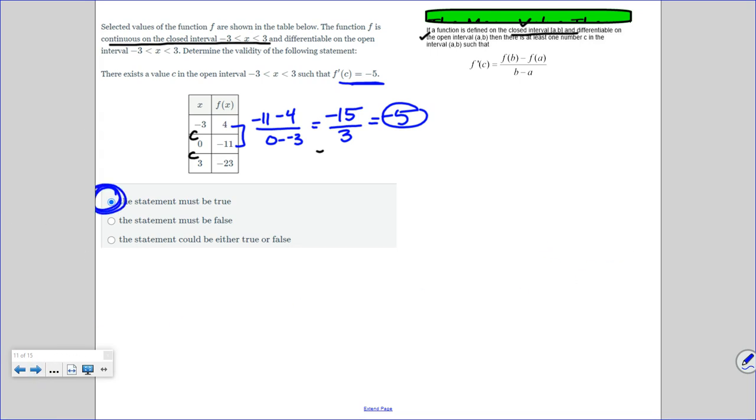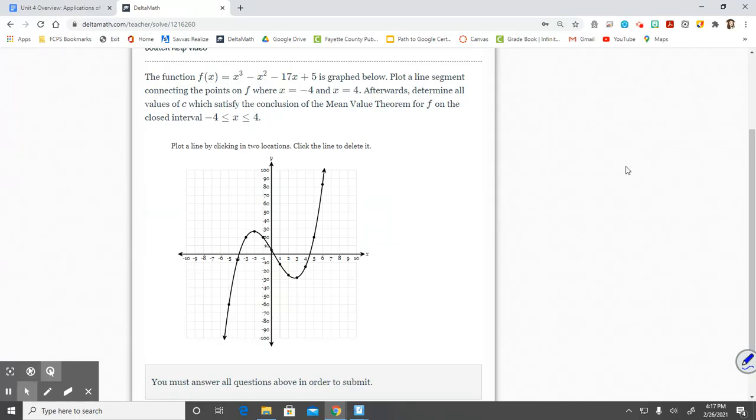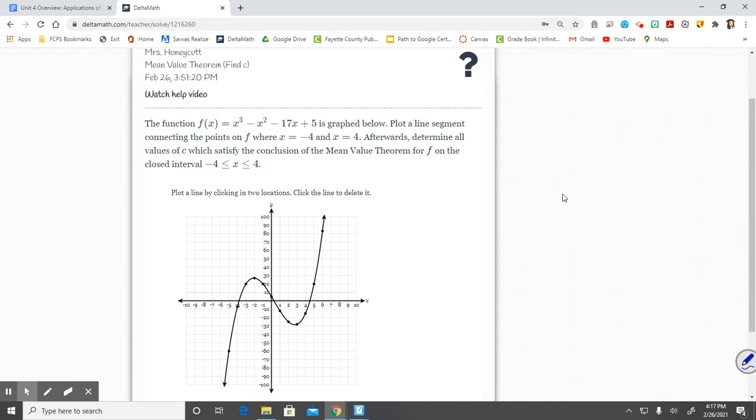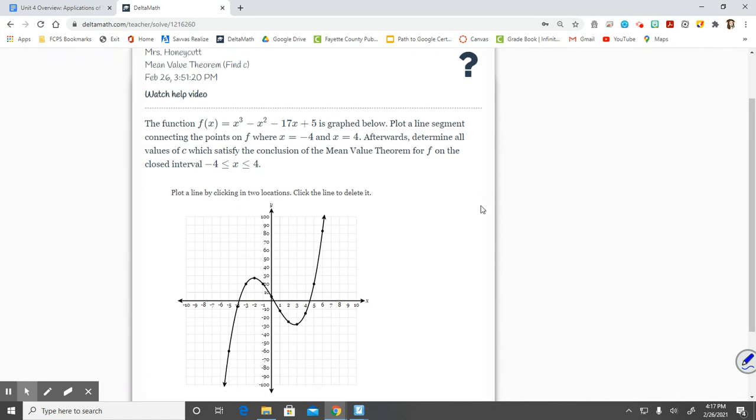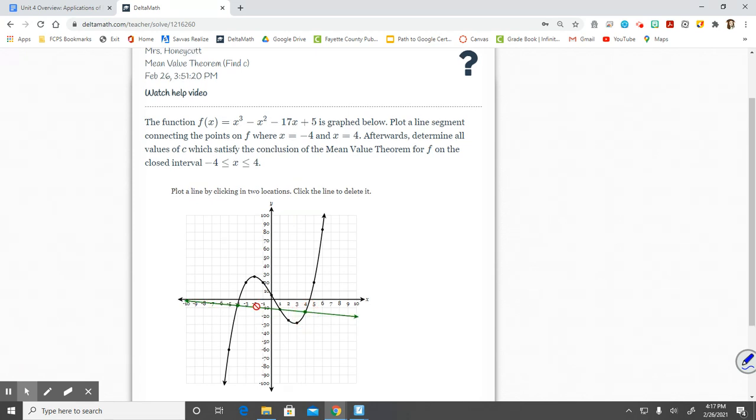Now, algebraically to do this, we're going to go to Delta Math. And I think this is a really good example of showing you exactly what the mean value theorem is saying. So here, this is one where we have to find c. We're given that the function f of x equals x cubed minus x squared minus 17x plus 5 is graphed below. We're going to plot a line segment connecting the points on f where x equals -4 and x equals 4. So x equals -4 is this point right there. And then x equals 4 is this point right there. Okay.